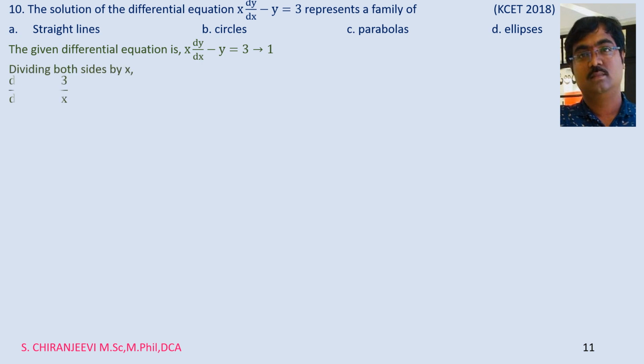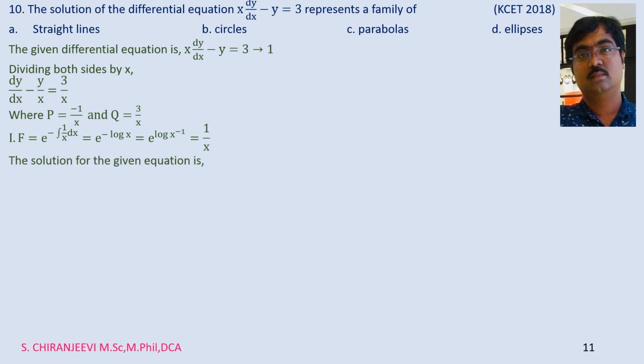Dividing both sides by x, dy by dx minus y by x equal to 3 by x, where p is minus 1 by x and q is 3 by x. Integrating factor e power integral minus 1 by x dx equal to e power minus log x, e power log x power minus 1 equal to 1 by x. The solution for the given equation is y into 1 by x equal to integral of 1 by x into 3 by x dx plus c.